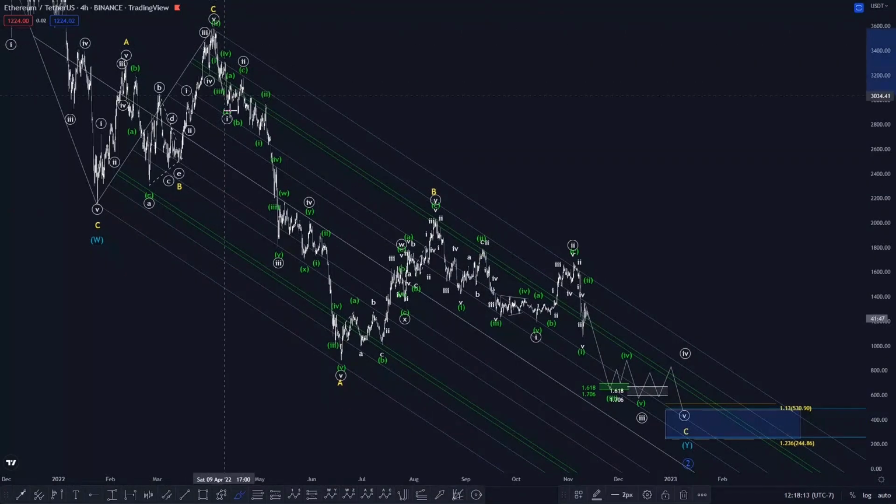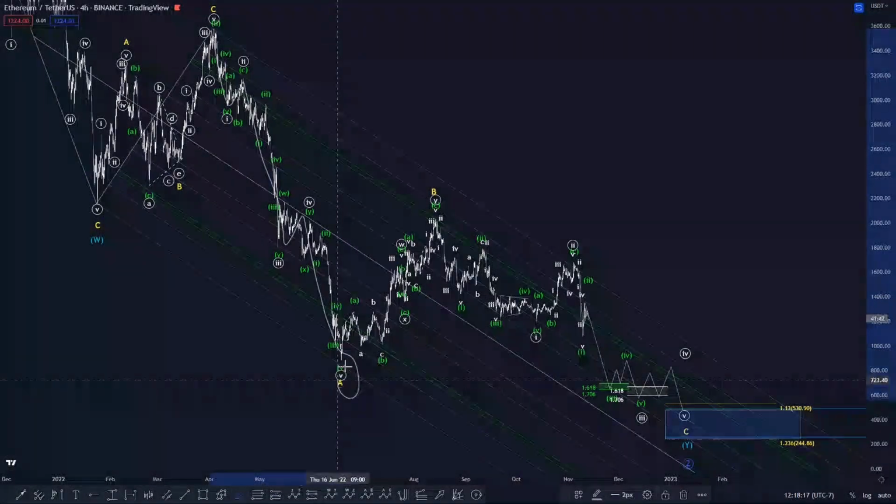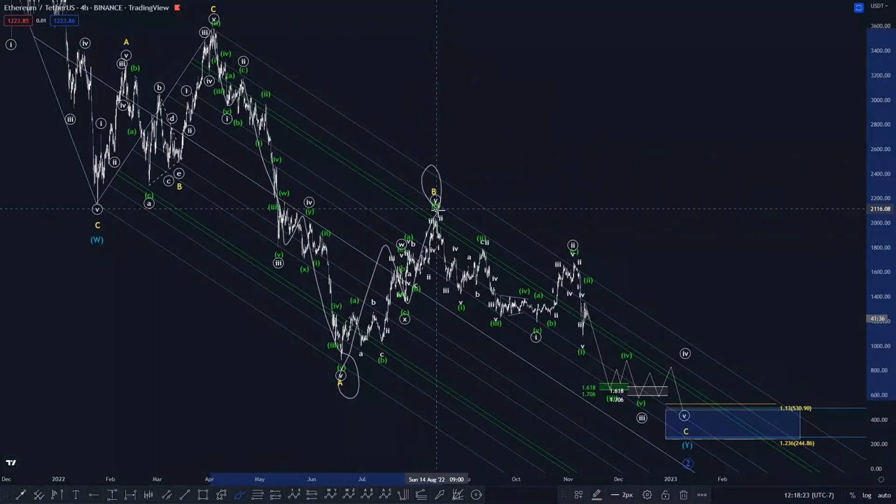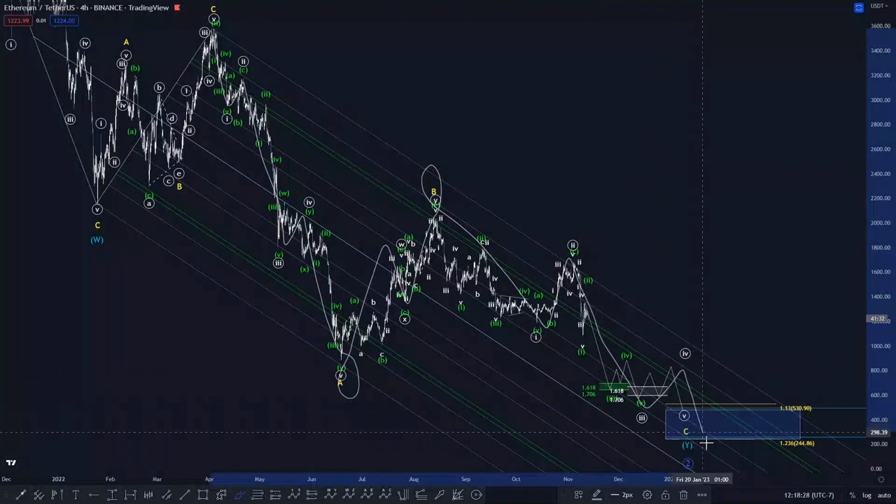This was a one, two, three, four, five for an A leg. W, X, Y for a B leg. And now we're looking at a 1, 2, 3, 4, 5 for a C leg of a Y of a 2.